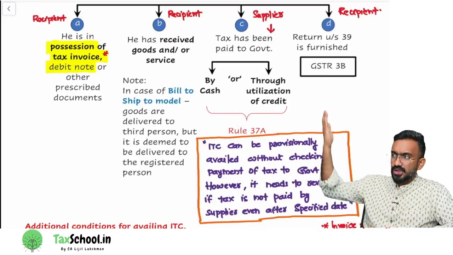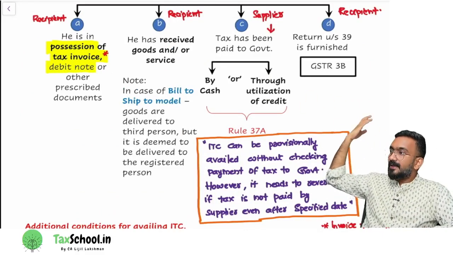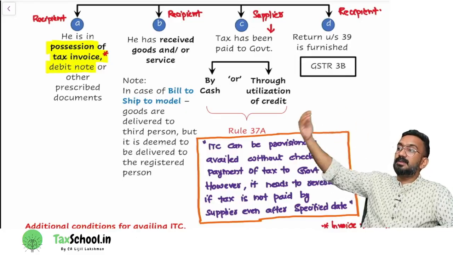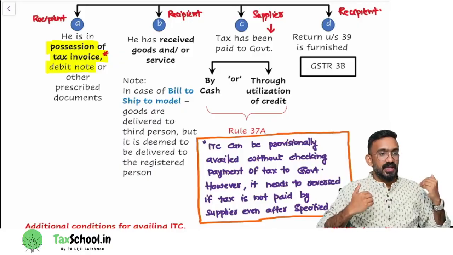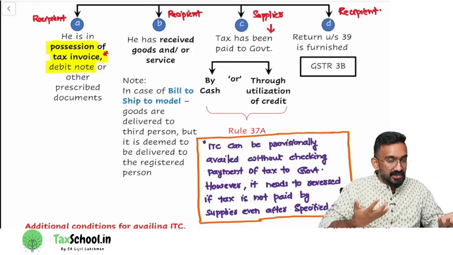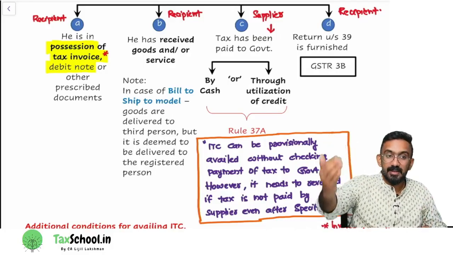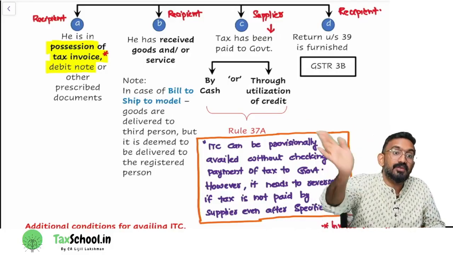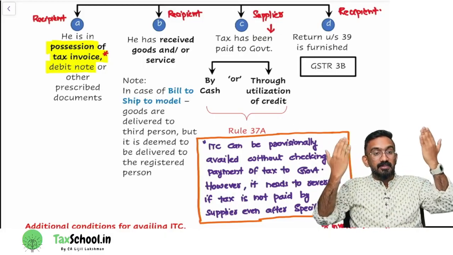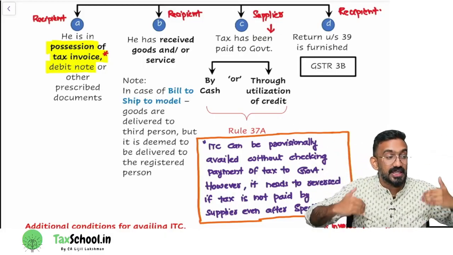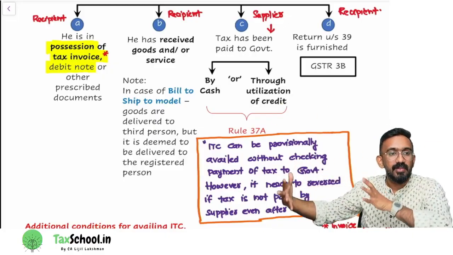Look at the third condition, that is clause C, maybe fourth condition in our list. Tax should be paid to the government by cash or through utilization of credit. I made a purchase. I would have paid taxes if it's under FCM. I would have paid the taxes to the supplier. Now the supplier will have to pay to the government. How can the supplier pay? Either supplier can pay by cash or he can take his credit and set off and then pay. Either way, it should reach the government.